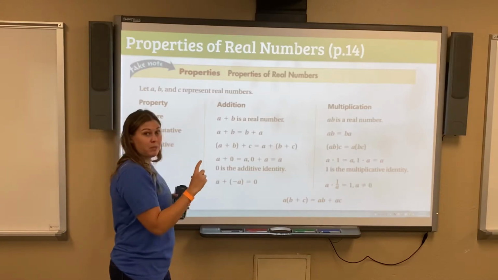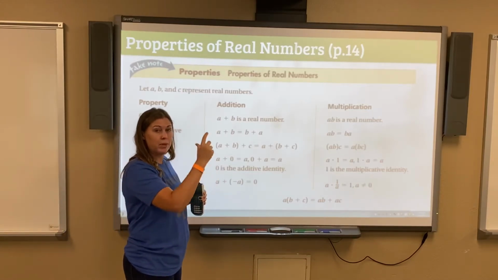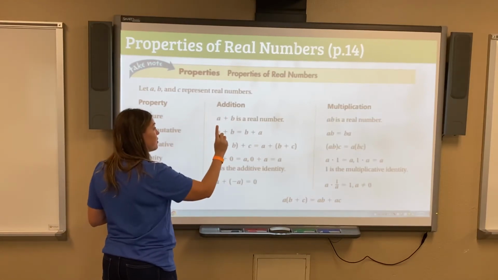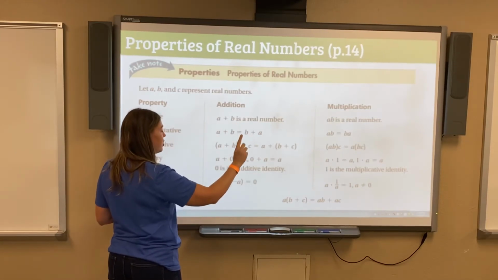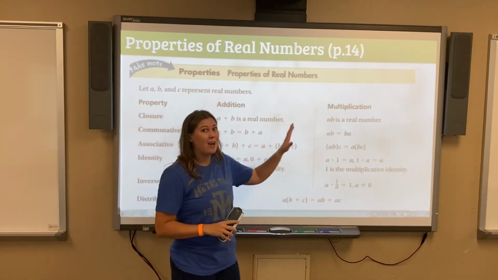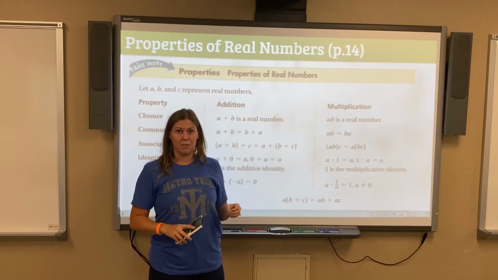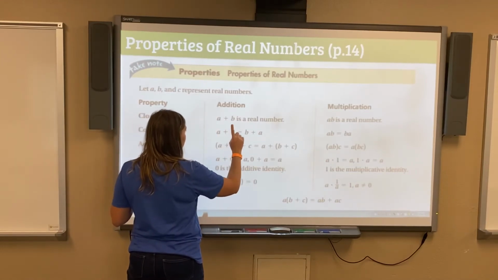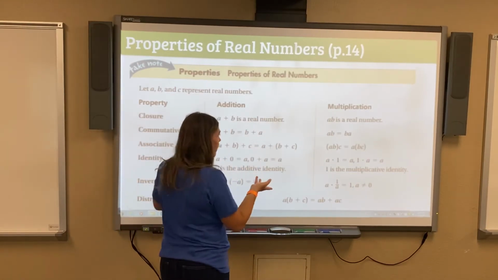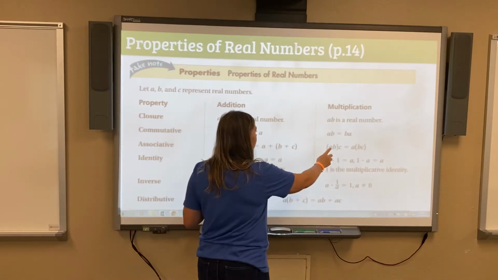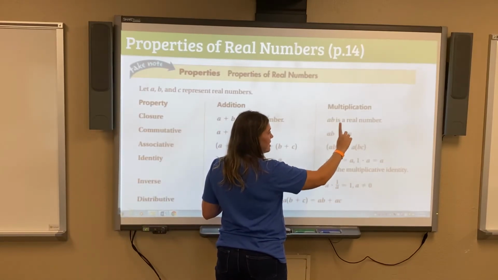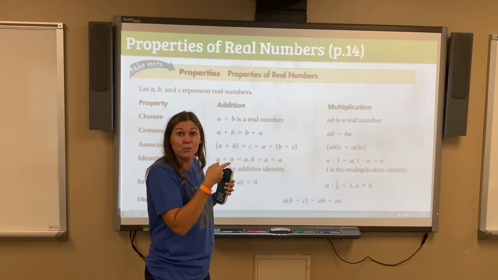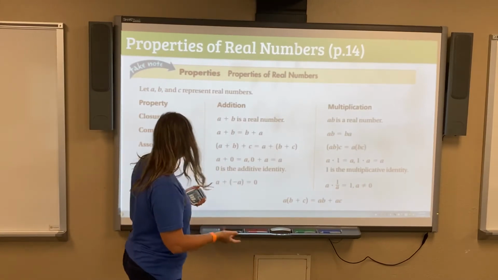Okay, commutative, sorry. A plus B equals B plus A. It just means if you have 2 plus 3, that equals the same thing as 3 plus 2. With all of these, I always like to represent them as real numbers. So 2 plus 3 equals 3 plus 2, they both equal 5. Same with multiplication. A times B is the same as B times A. 2 times 3 is 6, which is the same thing as 3 times 2, which is also 6.